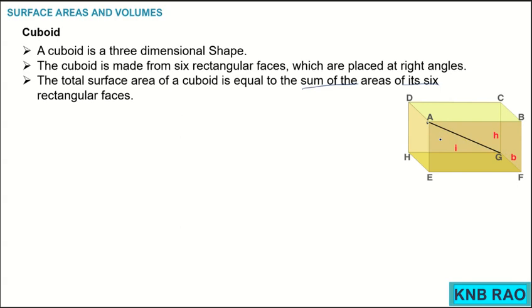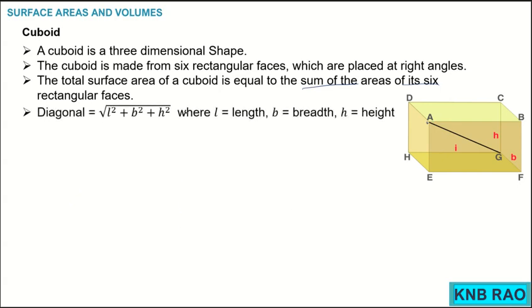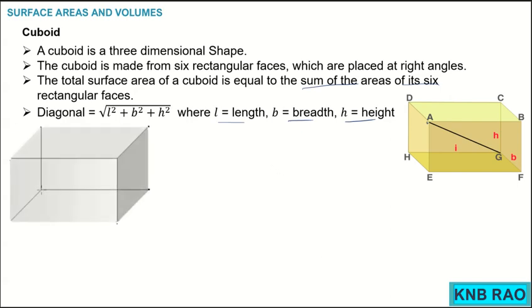How to find the length of the diagonal? That is an important question in class 9th. The length of the diagonal is root under L square plus B square plus H square, where L is length, B is breadth and H is height of the cuboid. How has this formula come? Let me explain the length of the diagonal of a cuboid here.